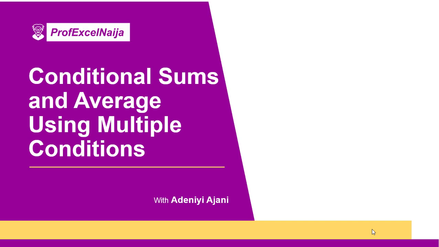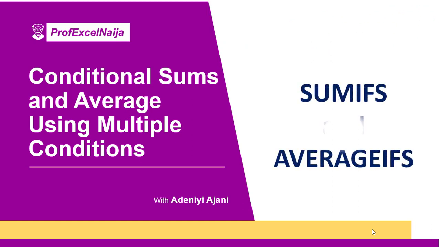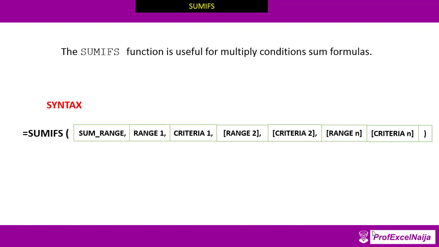Welcome. In our last lesson, we illustrated how to use the SUMIF and AVERAGEIF, summing and averaging based on a single condition. When you want to sum or average based on multiple conditions, the SUMIFS and the AVERAGEIFS come in handy.